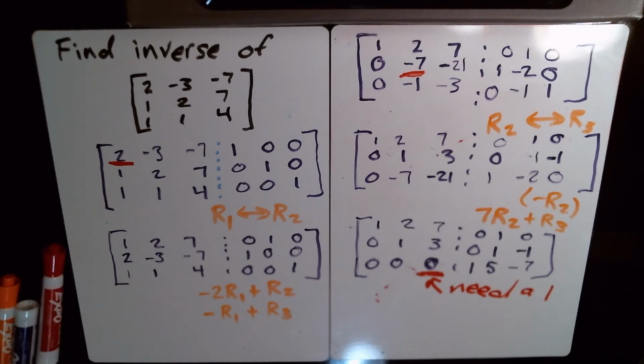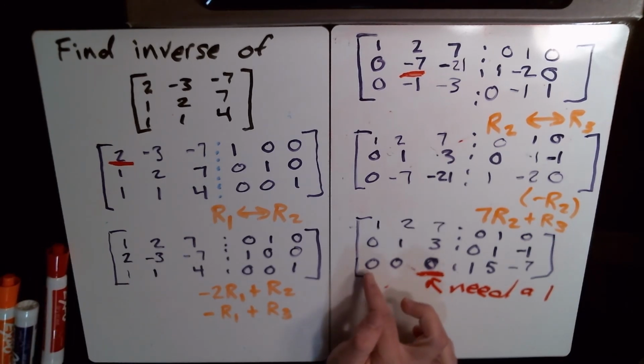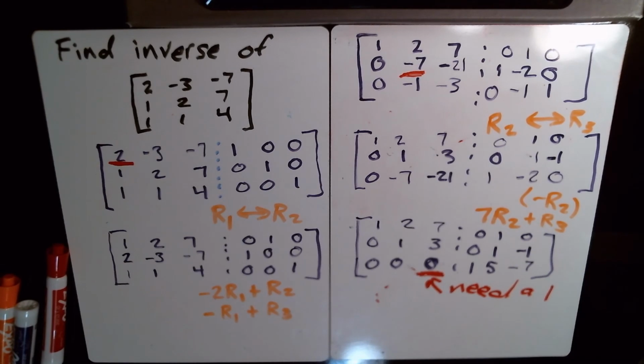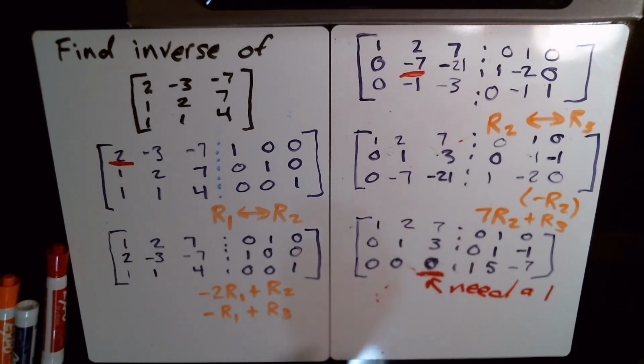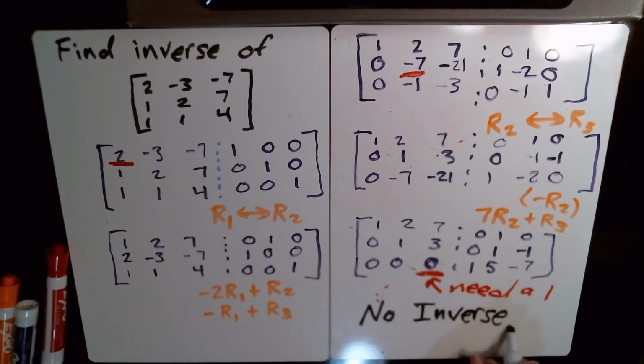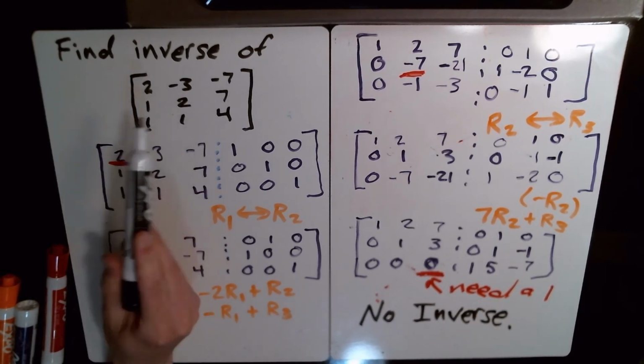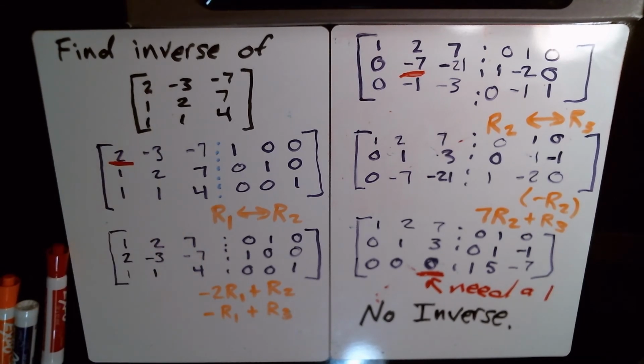And so if you do ever run into a row of zeros when you're finding the inverse, like a row of zeros in the thing that you're trying to make the identity matrix, it won't be possible. And so this matrix doesn't have an inverse. Okay, so there's no inverse of this matrix. Okay, meaning there is no other matrix that you can times this by and get the identity matrix. Okay?